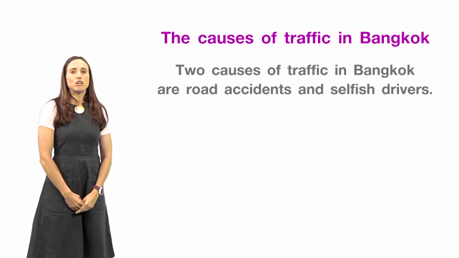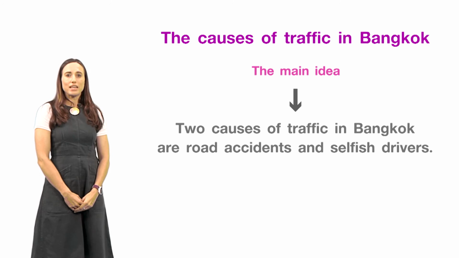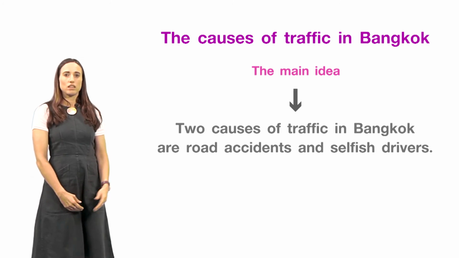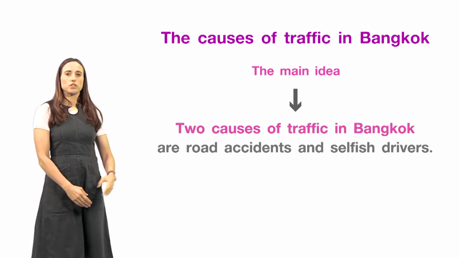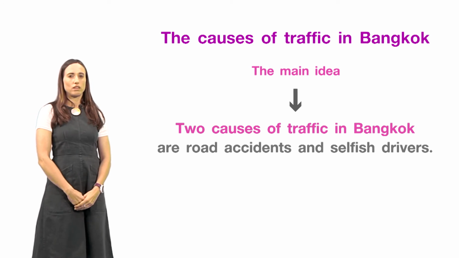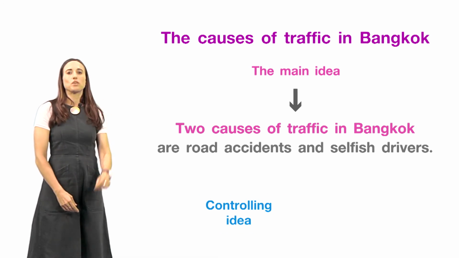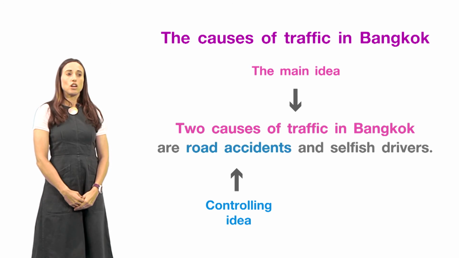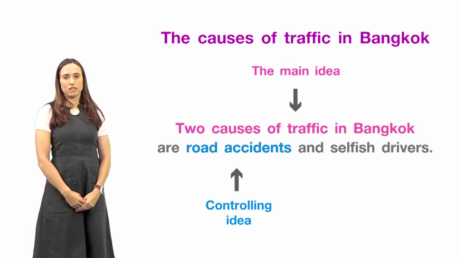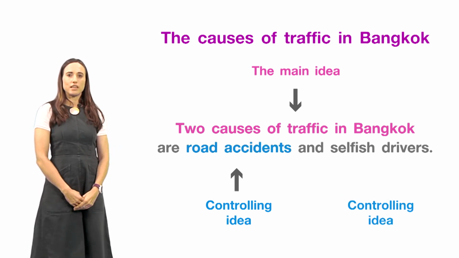Next, in the above example, the main idea is two causes of traffic in Bangkok. The first controlling idea is road accidents. The second controlling idea is selfish drivers.